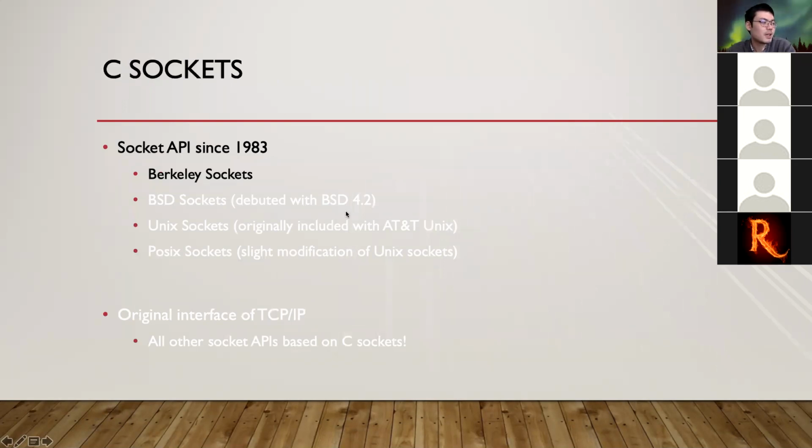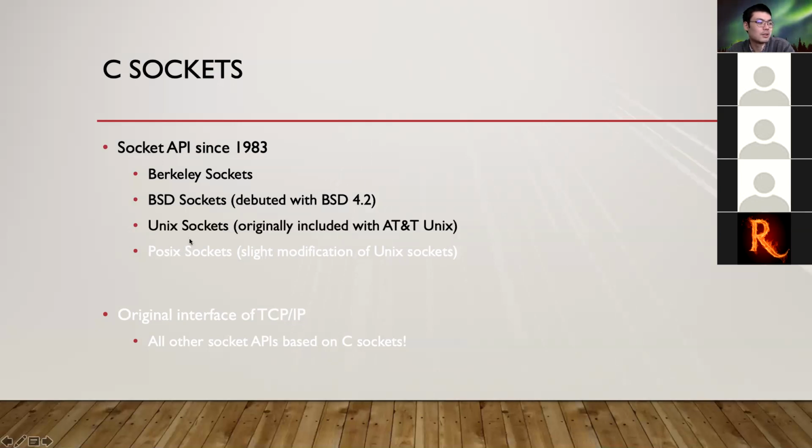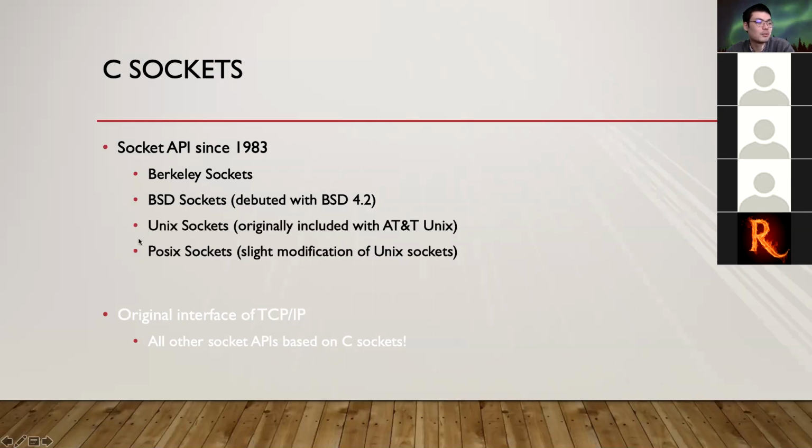So the socket API initially is very early, last century. Initially called Berkeley sockets. Then BSD, where B means Berkeley, BSD sockets. And it then goes to Unix, and then POSIX. POSIX is broader than Unix. Linux is also following the POSIX standard.